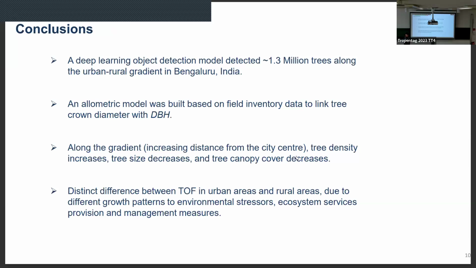In Bangalore, we found along this gradient, the tree density is increasing, but the tree size and the tree canopy cover decrease. That can be explained by several factors, such as the different growth patterns of the trees, the environment, and also, more importantly, different ecosystem service provision and different management practices.